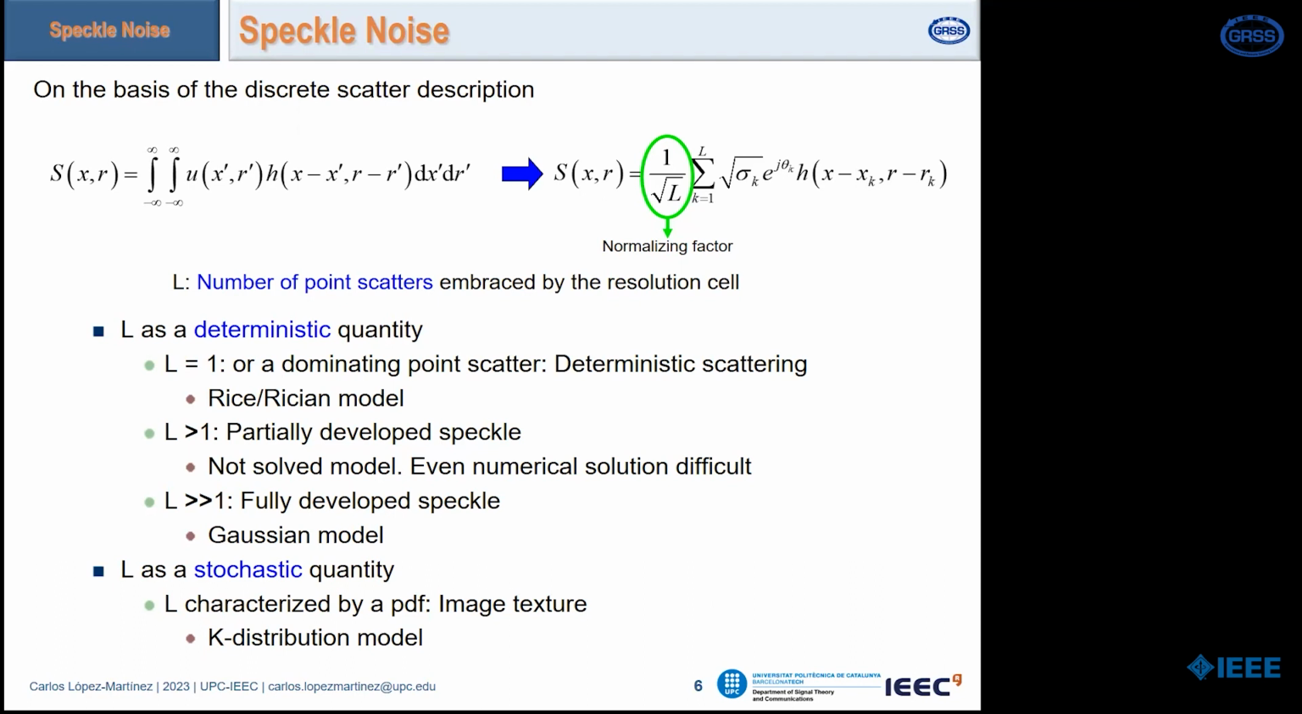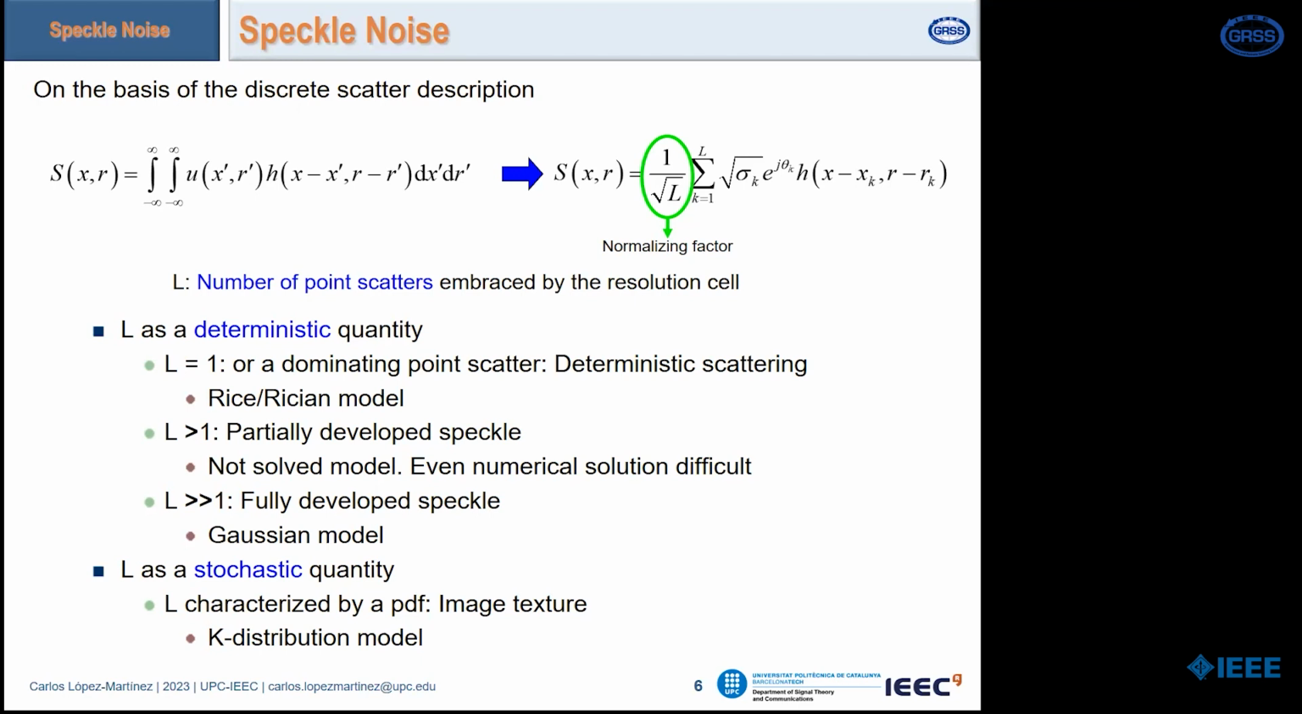What happens? L, the number of targets, can be a deterministic quantity. What happens if L is equal to 1? We have one target, so we have a deterministic target, and then we go into the idea of a totally polarized wave. But L can be larger than 1. If L is infinite, assuming plenty of targets, we have what we call fully developed speckle.